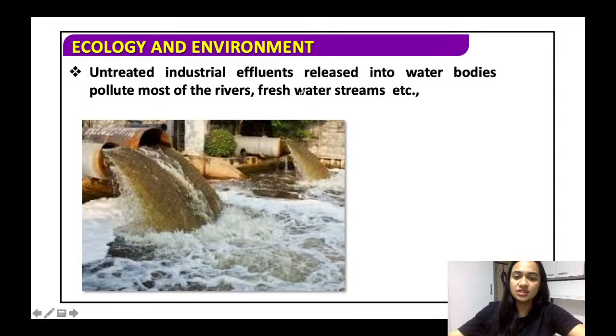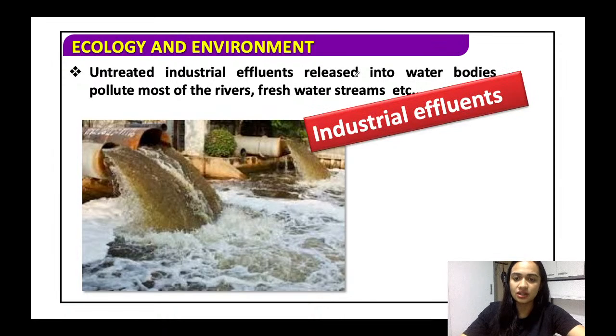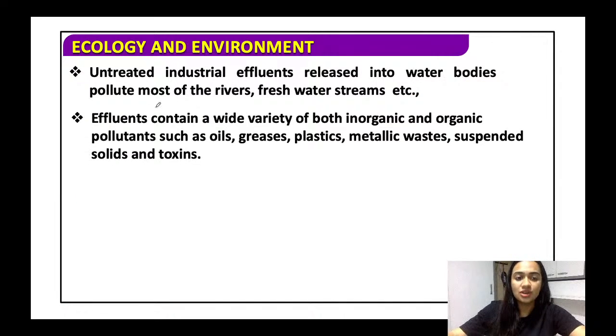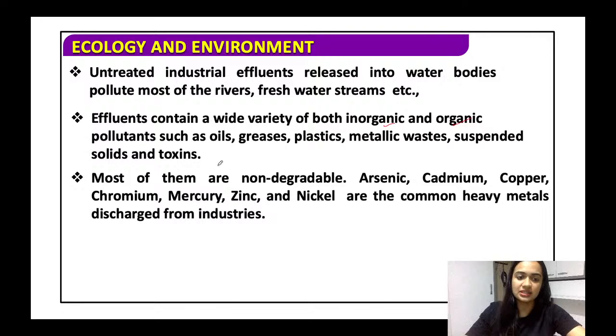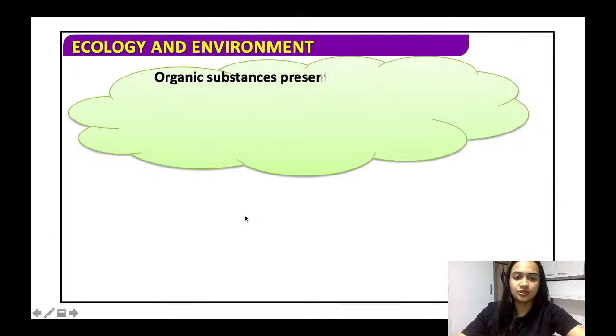Untreated effluents, industrial effluents, are released into water bodies which pollute most of the rivers, freshwater, streams, etc. These are your industrial effluents. So, effluents contain a wide variety of both inorganic and organic pollutants such as oils, grease, plastic, metal waste, suspended solids, and toxins. ये सब आपके pollutants हैं. And most of them are non-degradable. Many harmful substances like arsenic, cadmium, copper, chromium, mercury, zinc, nickel, they are the common heavy metals जो industry से directly discharge होती है and they cause a lot of pollution.